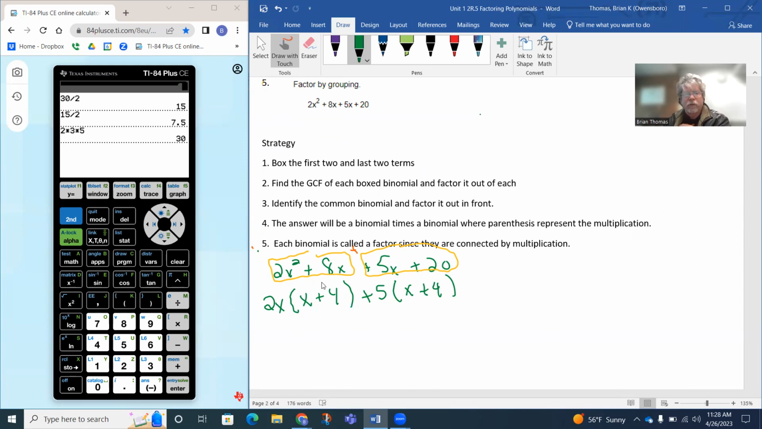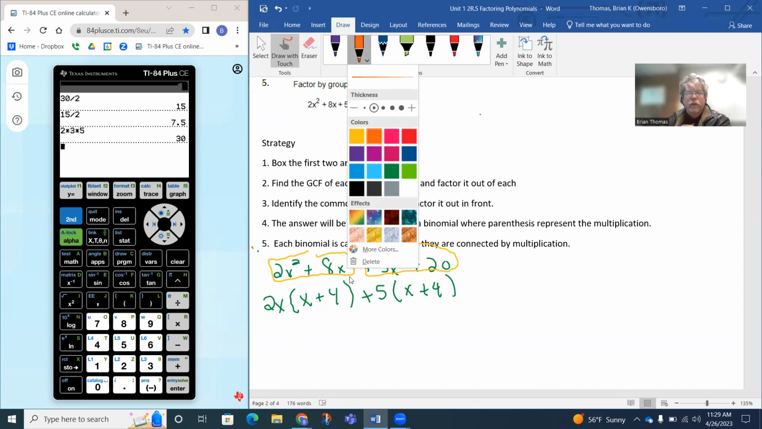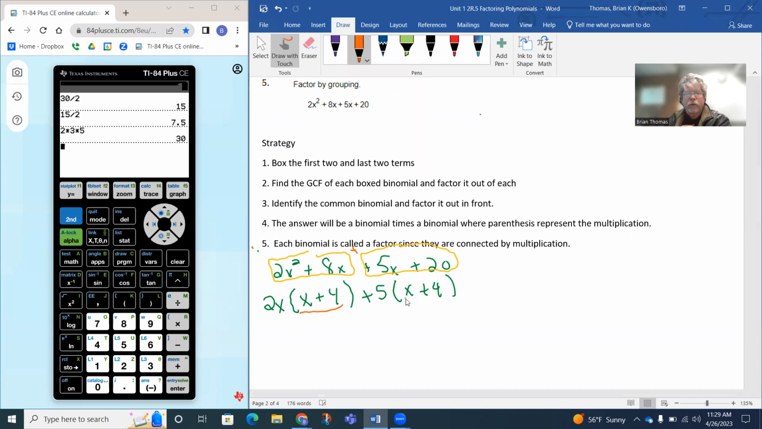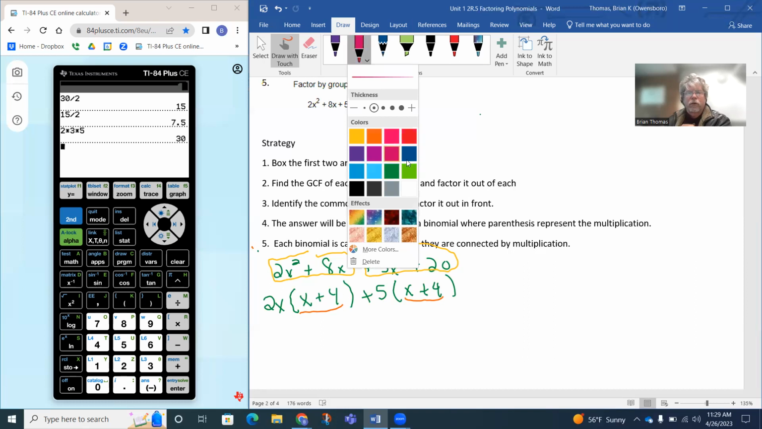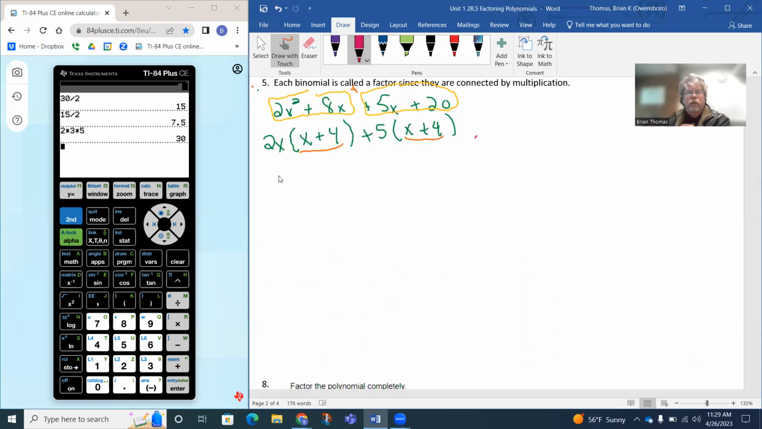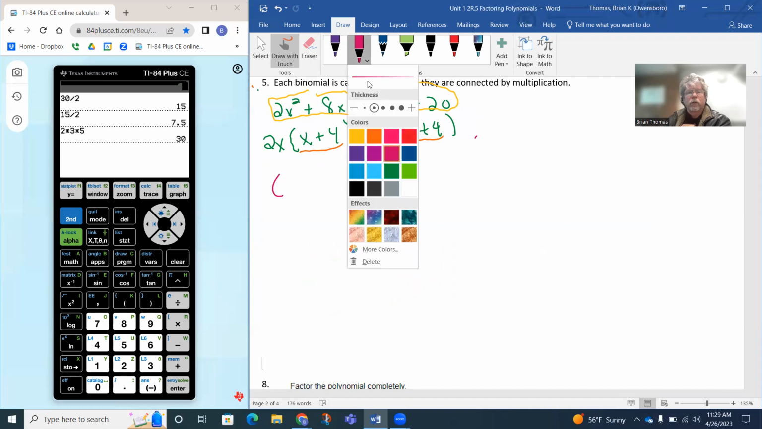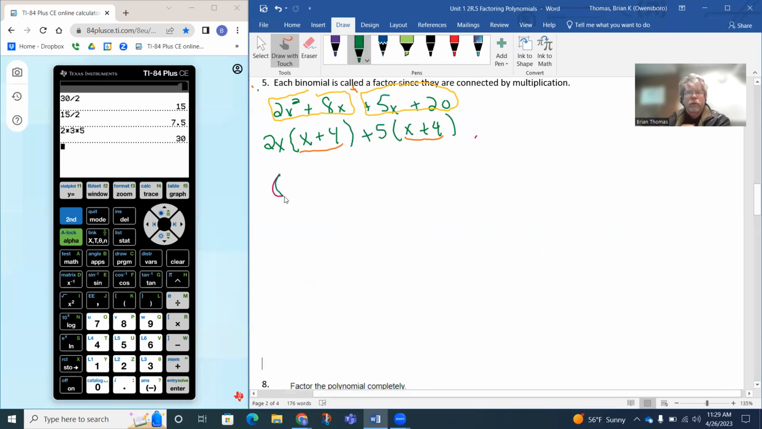This 2x was a common factor of the first box, and the 5 was the common factor of the second box. Now I want to identify the common binomial and factor it out. Notice at this point, this x plus 4 is a common binomial, and we actually want to factor that out. So this x plus 4 is going to come out since it's in common with both.